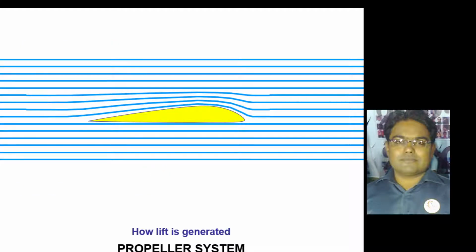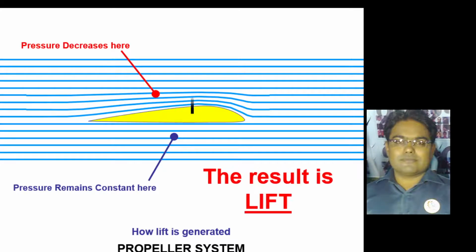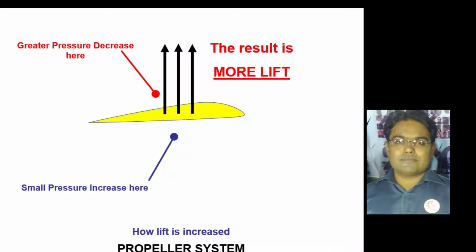There will be generation of lift, which acts perpendicular to the free stream flow direction. So the free stream flow direction is this, and perpendicular to that we get a normal reaction which is called lift, due to the pressure difference between the top and bottom surface. So the greater the pressure difference, the greater will be the lift. In order to generate a larger amount of lift, you have to operate your airfoil at a very fast rate to create more negative pressure on the top surface.